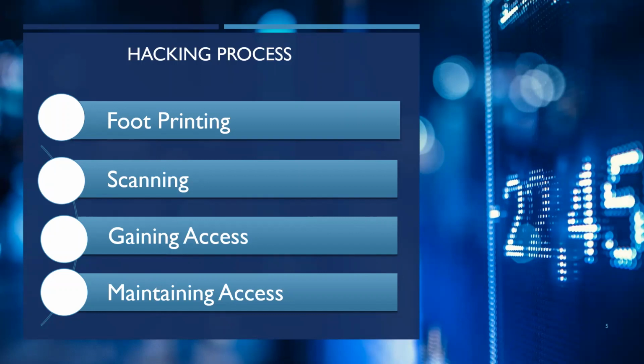And then comes gaining access, where we have to gain access to the system, applications, and the network, and escalate user privileges to control the systems connected to it. And lastly, it comes maintaining access, where we simply maintain our access. Next slide.